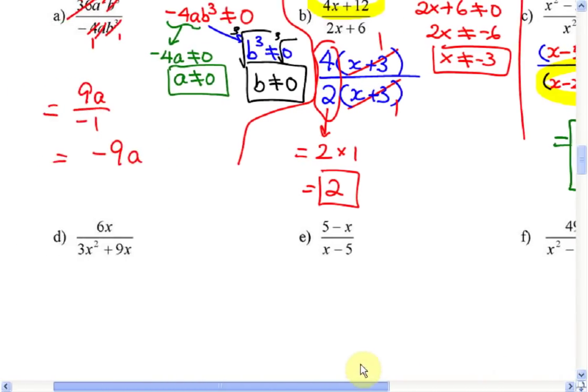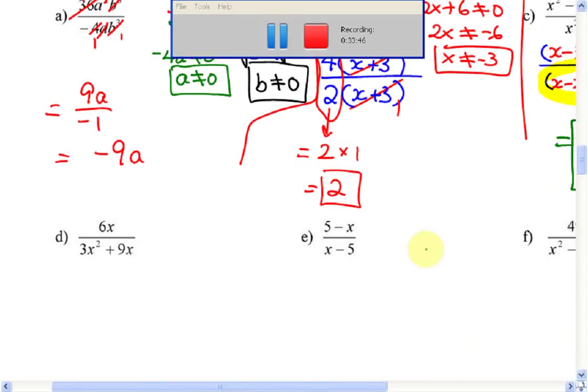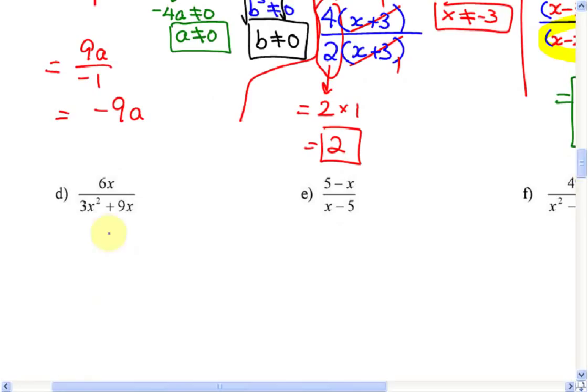Okay, so try the next one, please, on your own. How do you do this one? Gentlemen, D. I hope many of you could factor this, and this is what you should have factored it into, 3x and x plus 3. Once again, I believe that once you have it in the factored form, it's easier to find your non-permissible values.